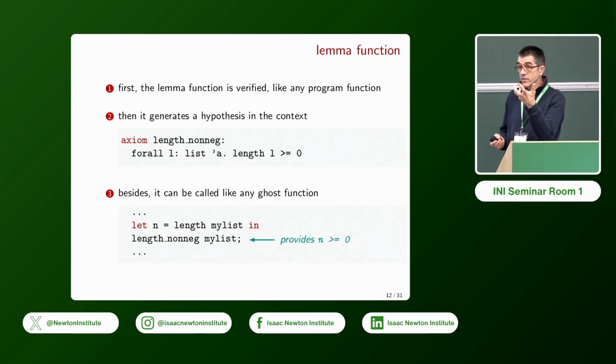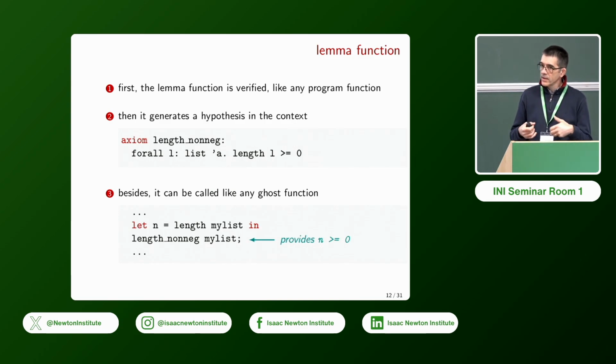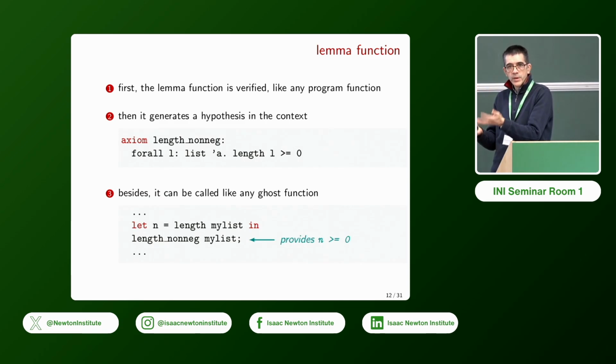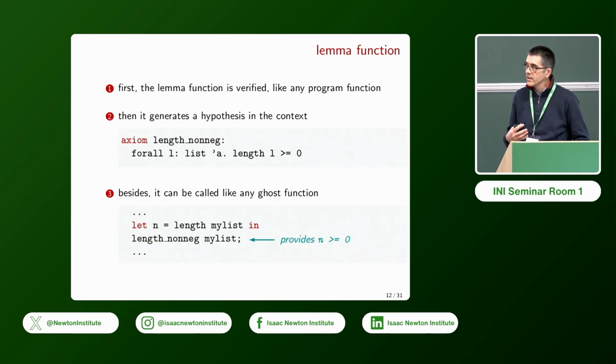So for instance, if you have some list at hand, like my list here, you can call the ghost function over that list. And like with any other function call, you would have to prove the precondition. There is no precondition here, and you will get the postcondition, which would be the fact that the length of that list is non-negative. Okay, so if you know that, yes?